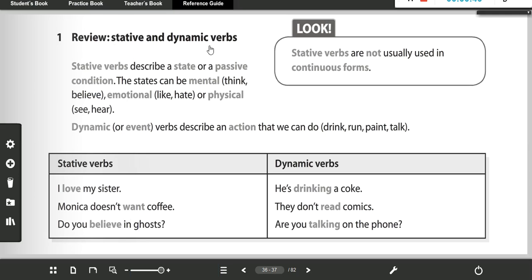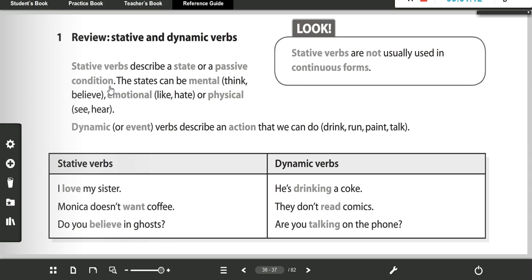Review stative and dynamic verbs. Stative verbs describe a state or passive condition. Es decir, ya recuerden que les decía, un state es lo que eres, pero no puedes cambiarlo. For example, a flower. The flower smells beautiful. La flor huele bonito. But the flower cannot decide, ay, sí, yo voy a oler bonito. I want to smell, I want to smell. No, it's a state, huele y se acabó, okay?